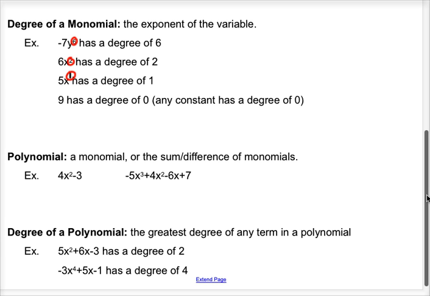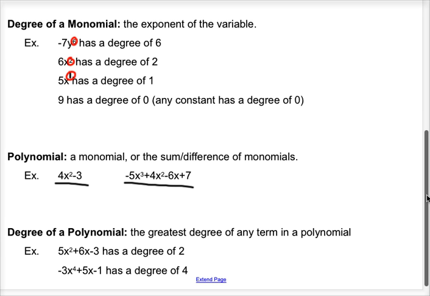A polynomial is a monomial or a sum and difference of monomials. So this is what you're used to seeing. 4x squared minus 3. In fact, you saw that a lot last chapter, right? An example of a polynomial of degree 2. Here's another chain of monomials put together. So basically, it's monomials being connected with pluses and minuses. That's what is creating these polynomial expressions.